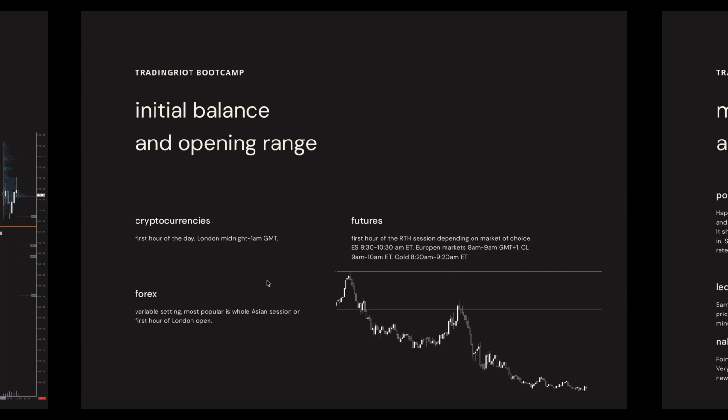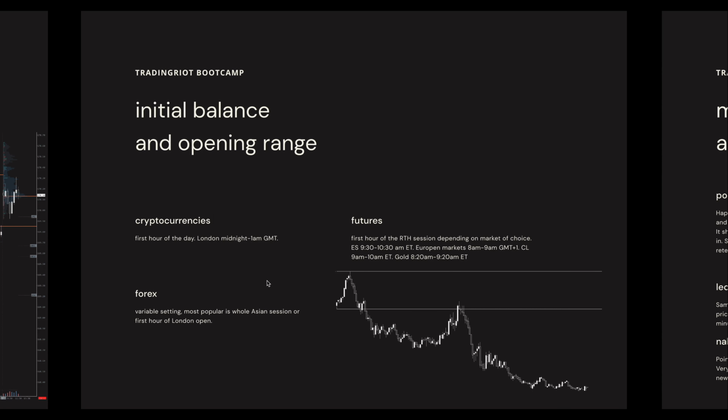Initial balance and opening range. Initial balance, originally in futures, is supposed to mark out the first hour of the RTH session, depending on the market of your choice. The RTH session means regular trading hours. These are the trading hours when trading was done in trading pits. So these are the hours when trading pits used to be open.